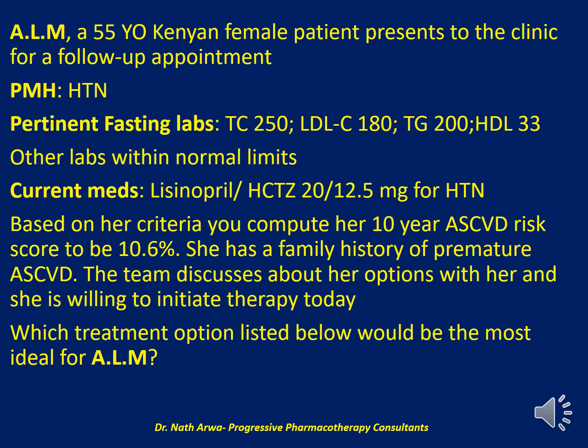Currently she takes a fixed dose combination of lisinopril and hydrochlorothiazide, 20/12.5 to be specific, to manage her hypertension. Now, based on her criteria, you compute her 10-year atherosclerotic cardiovascular disease risk score to be 10.6%, and this lady has a family history of premature atherosclerotic cardiovascular disease. The team discusses her options with her, and ALM is willing to initiate therapy today.